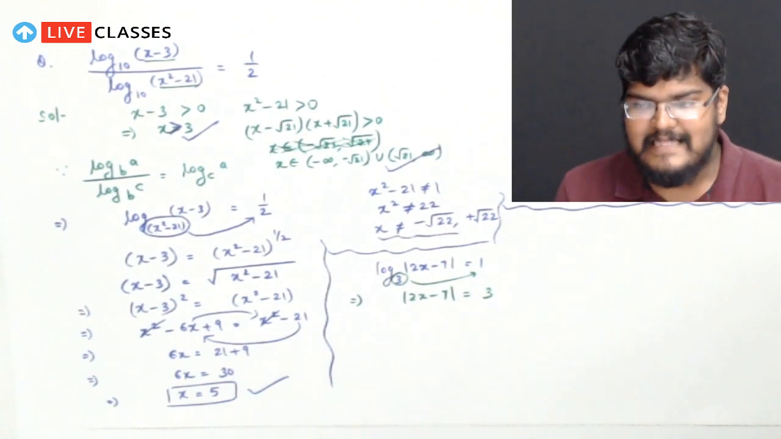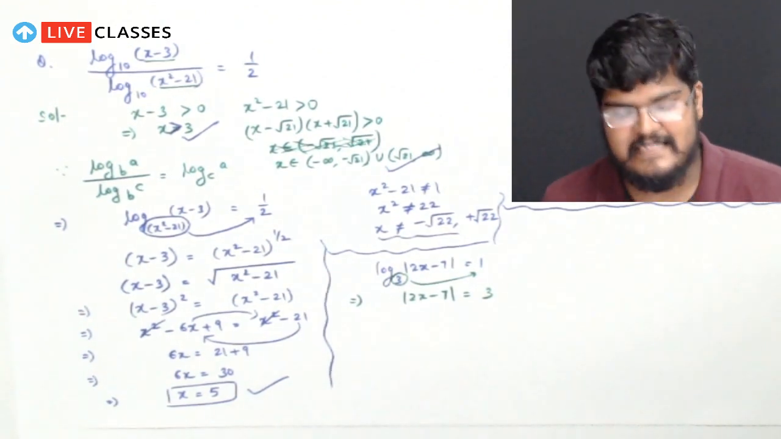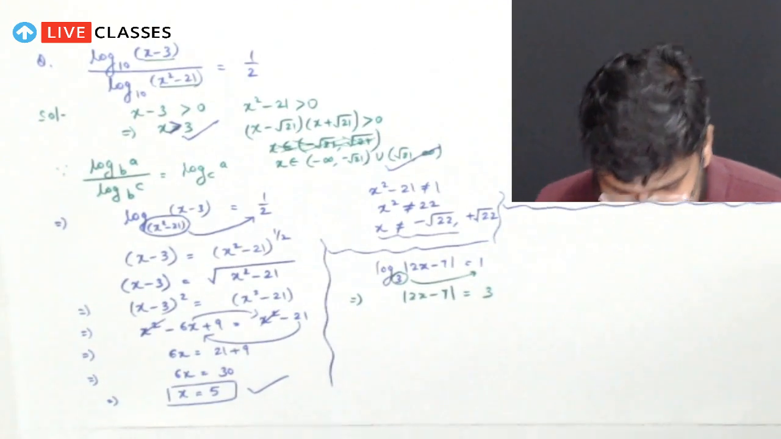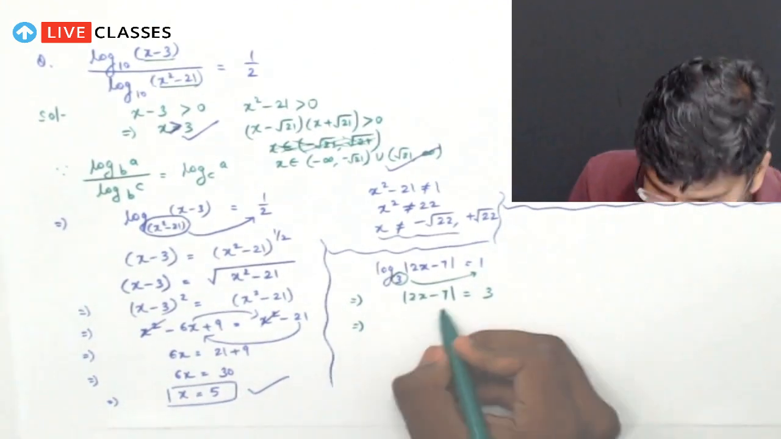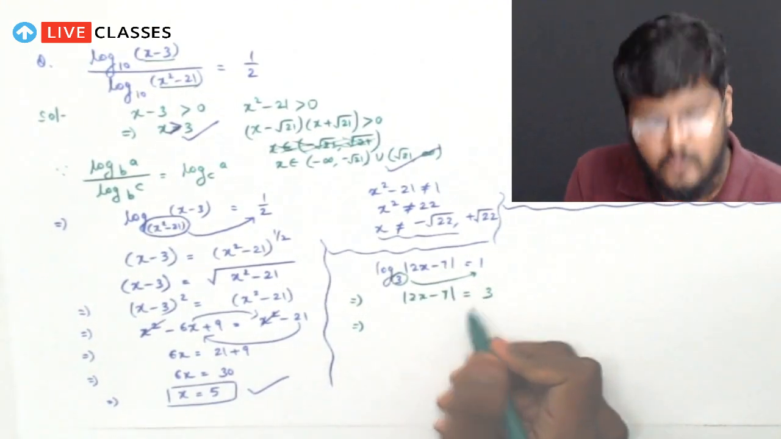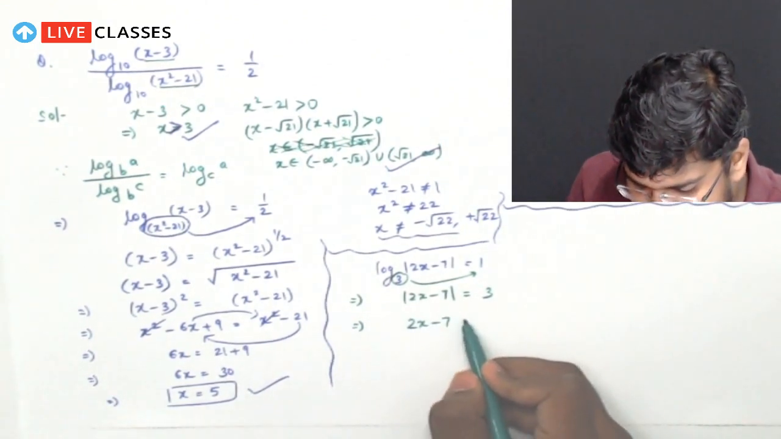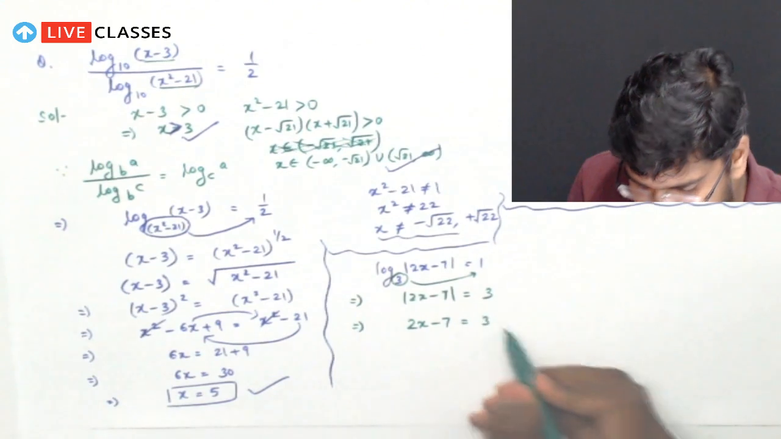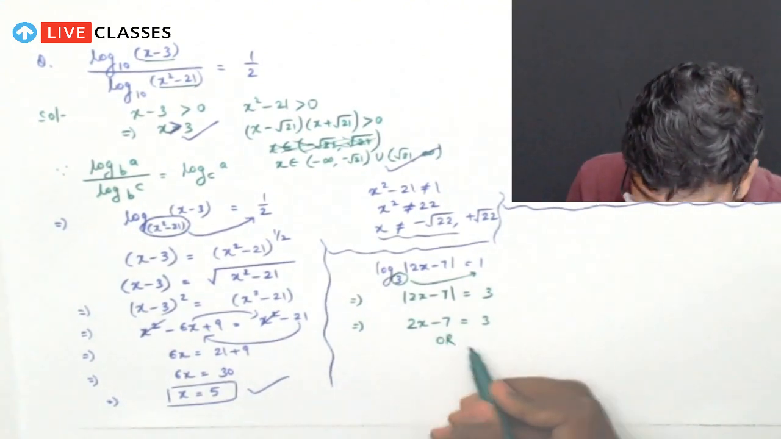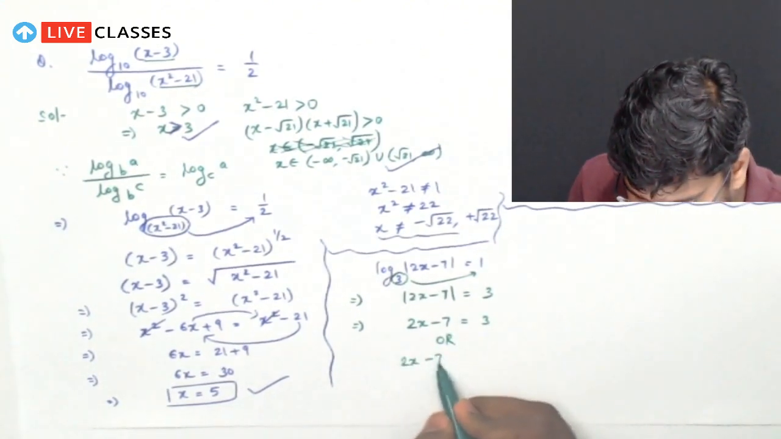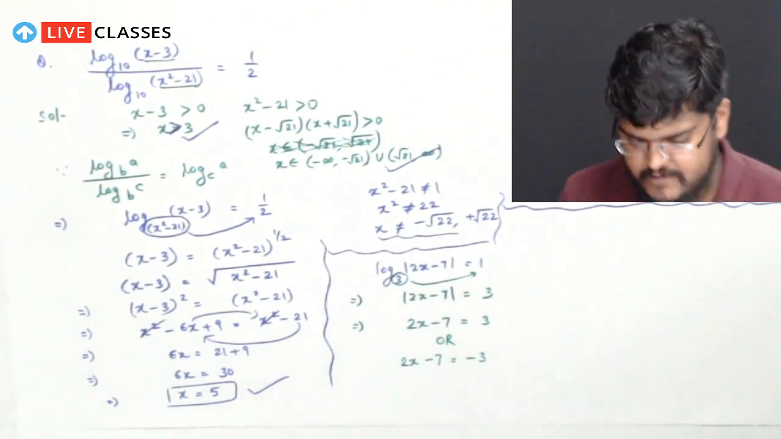But then since there is a modulus function involved, there is an extra thing which we have to do in this question. When this modulus sign is ignored, 2x minus 7 will be equal to plus 3 also, or 2x minus 7 can be equal to minus 3 also.